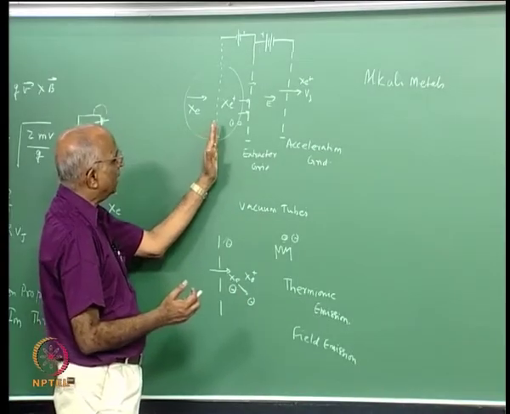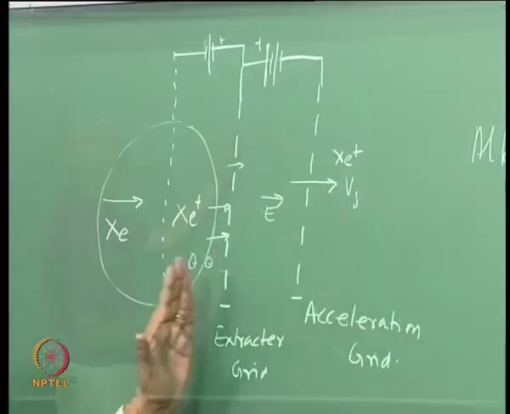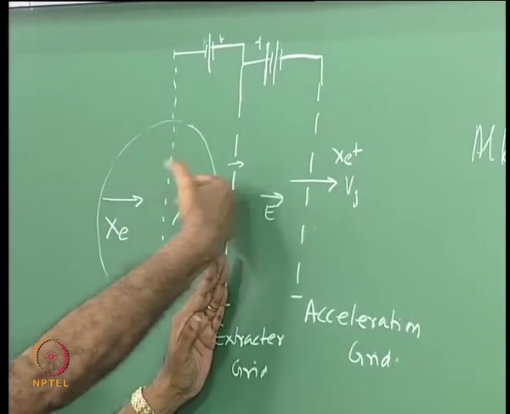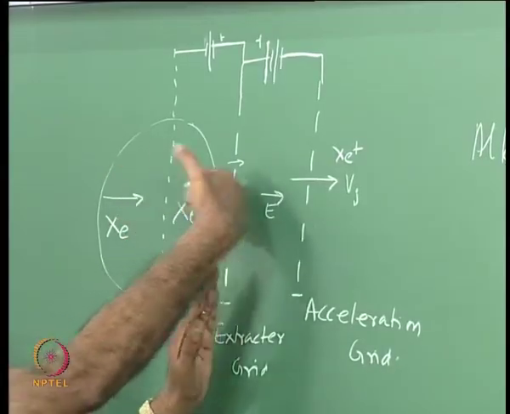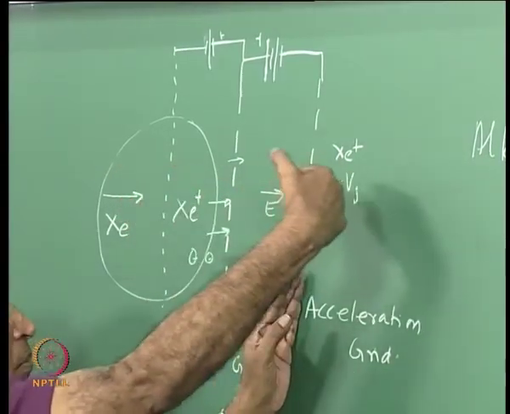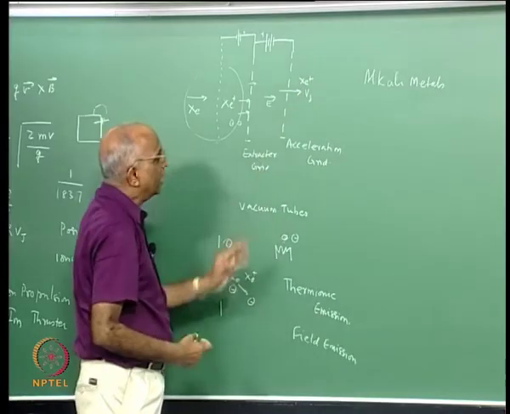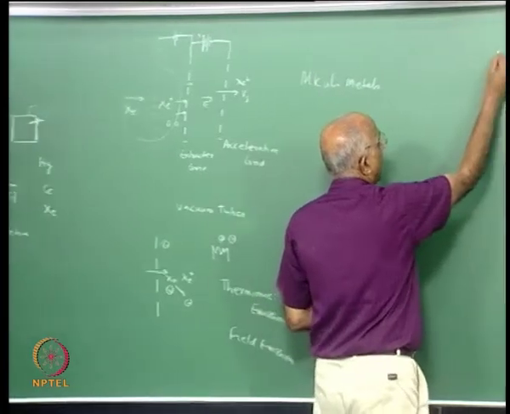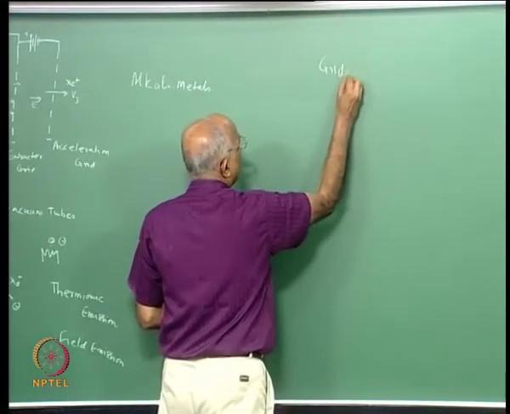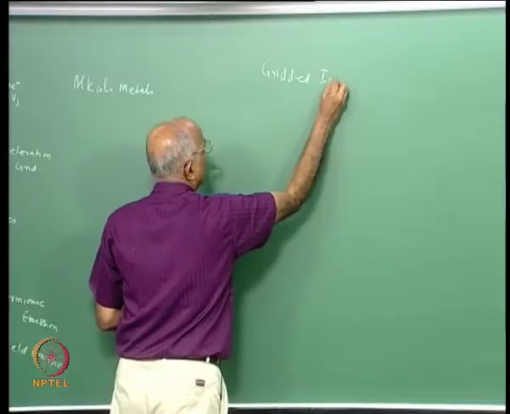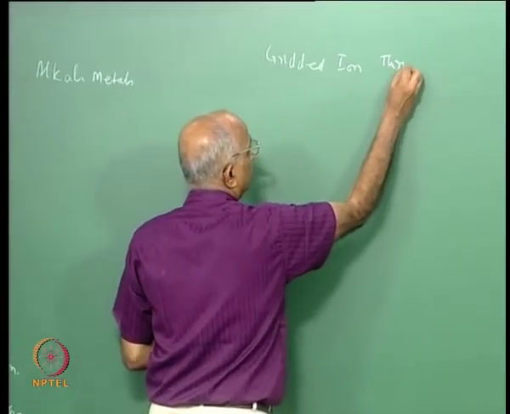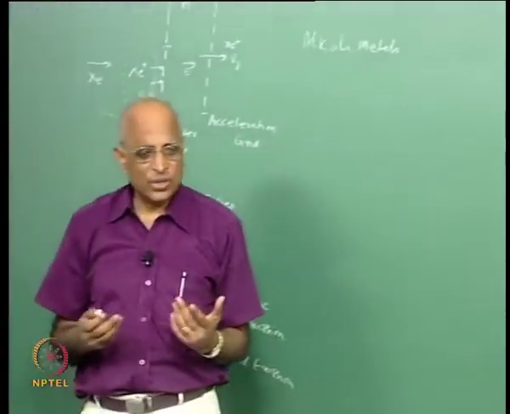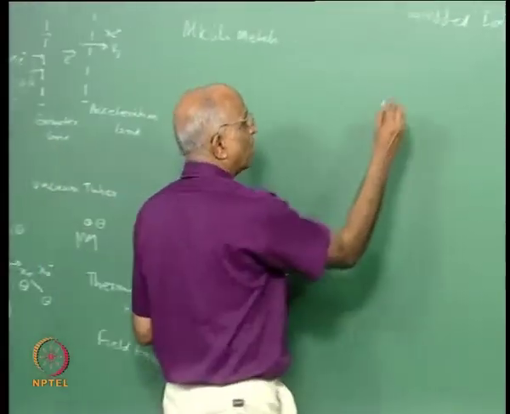Therefore I have something like a grid to generate ions, a grid which is extracting the ions from this flow over here, because I would like to attract the ions more and more, and once it is attracted the accelerated grid further pushes it at a high velocity Vj, and therefore such type of construction is known as gridded. I have 3 grids, gridded ion thruster. This was started by a person known as Kaufman, and therefore it is also known as Kaufman thruster.